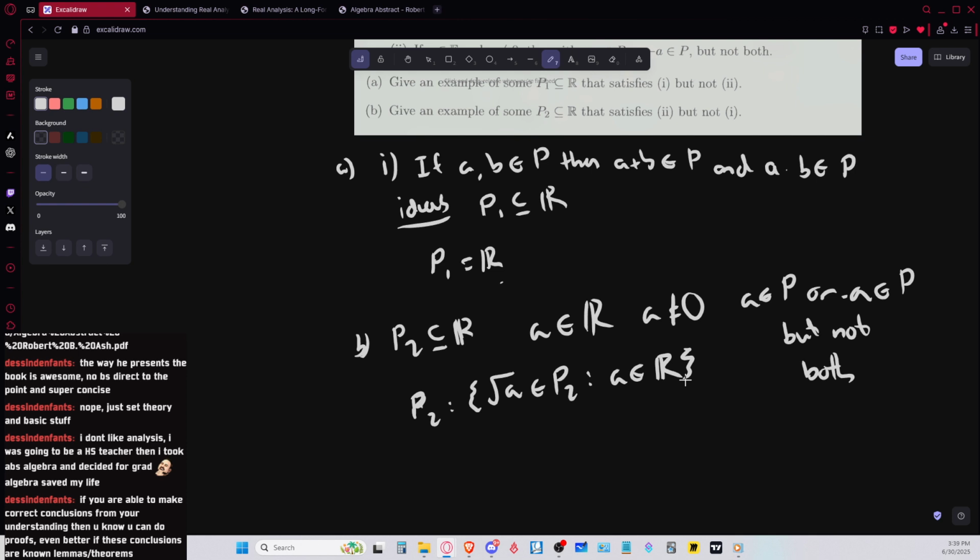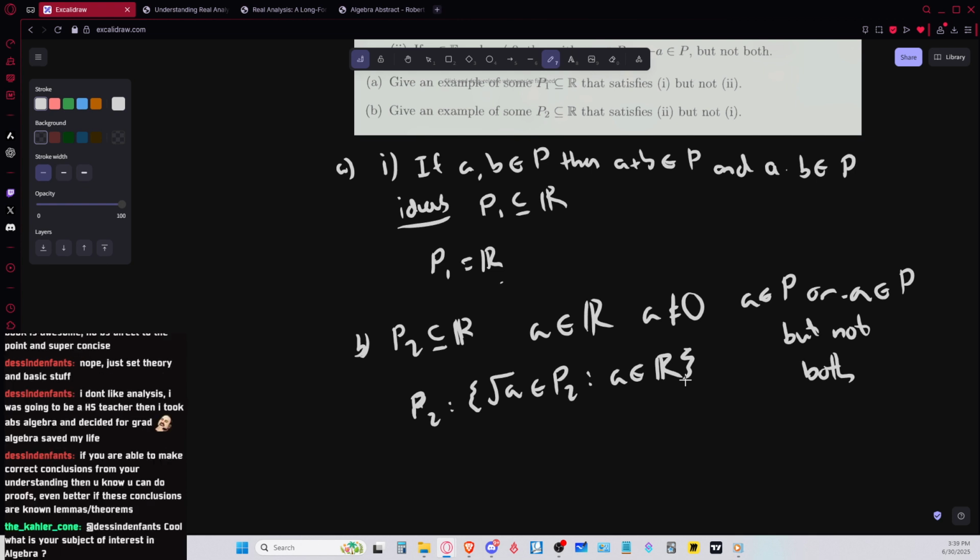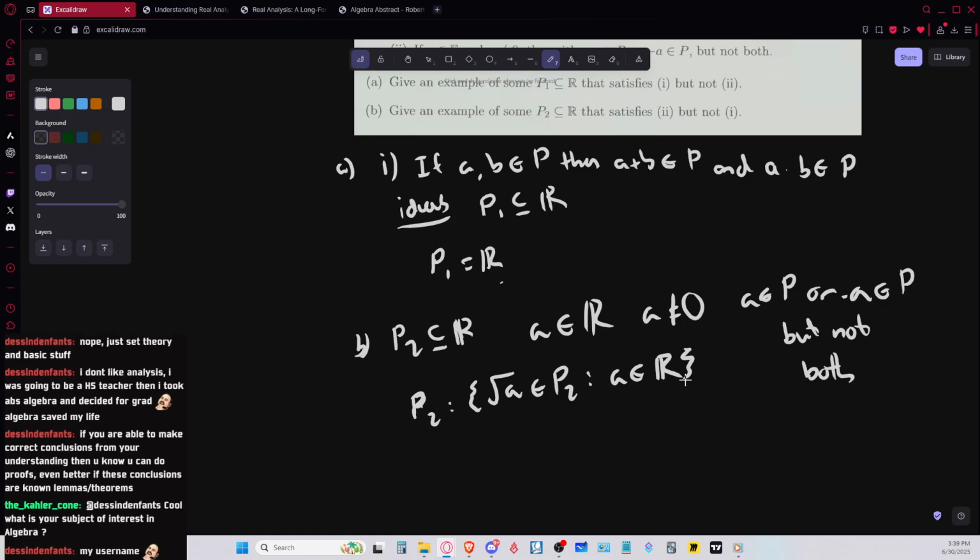Now, if you're able to make correct conclusions from your understanding, then you know you can do proofs. Even better if these conclusions are known lemmas and theorems.